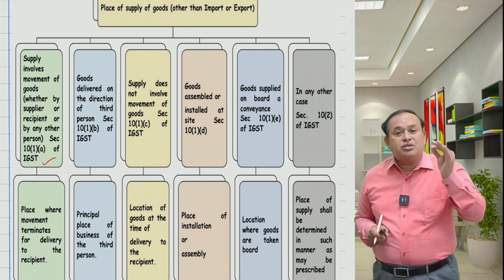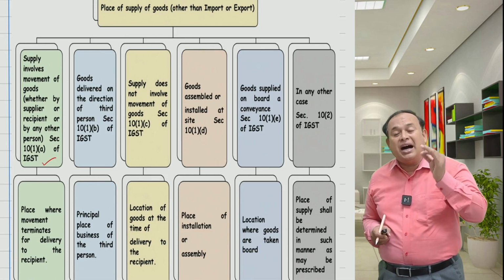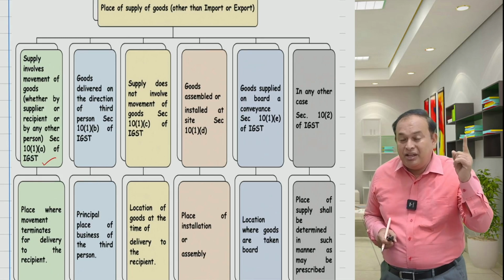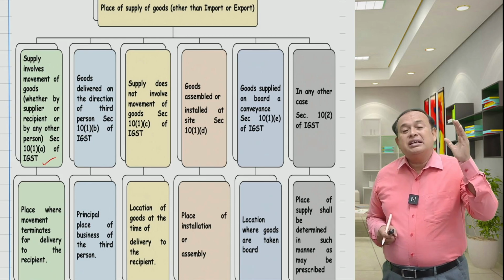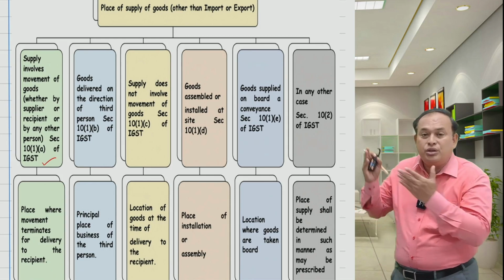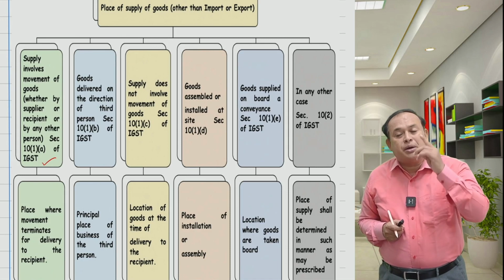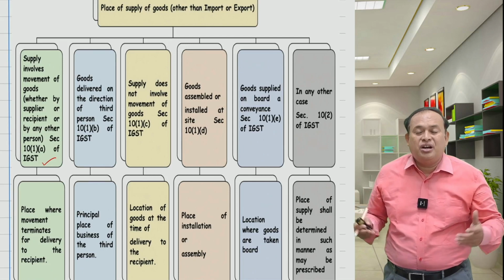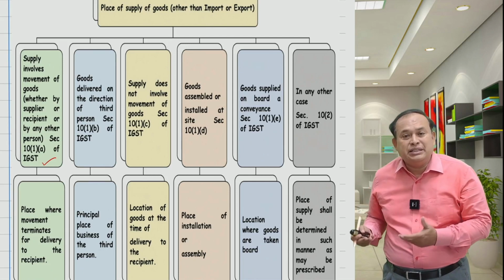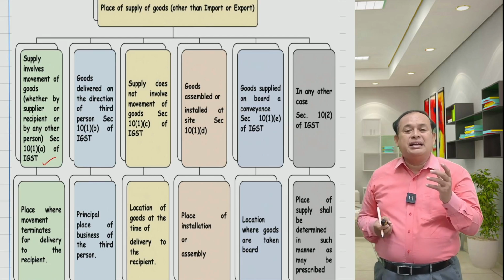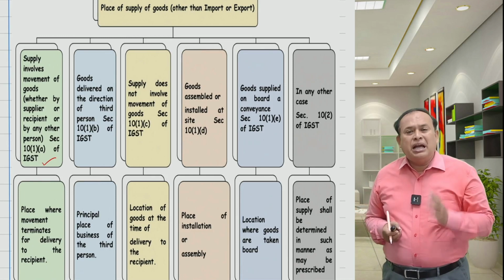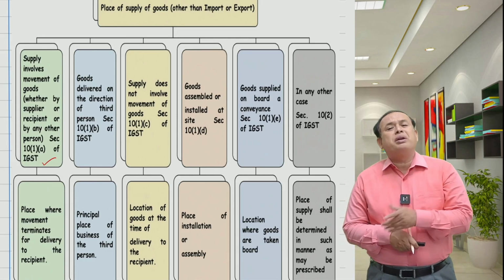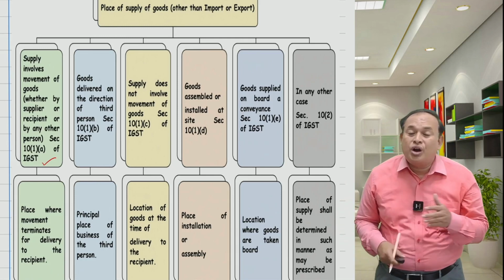Section 7, subsection 1 of IGST Act says that, subject to section 10, if the location of supplier of goods and place of supply are in two different states, or one in a state and the other in a UT, or vice versa, in that case it is interstate supply, liable for IGST. Now the point arises here: supply involves movement of the goods. How to understand, sir?